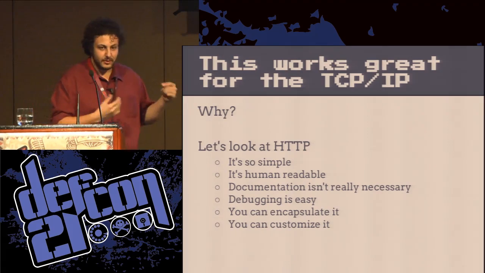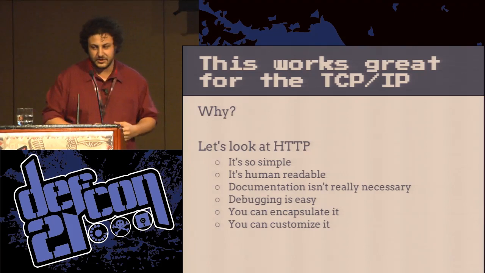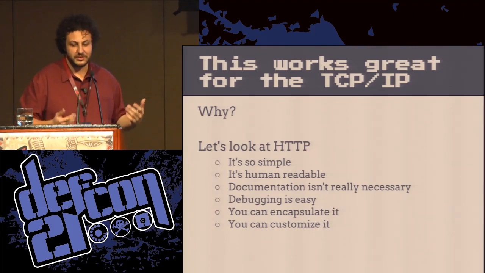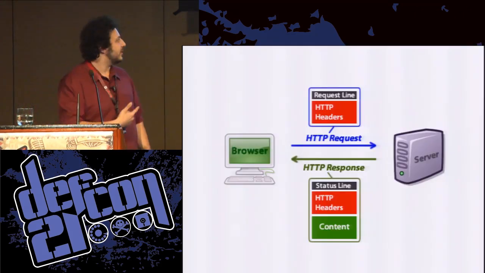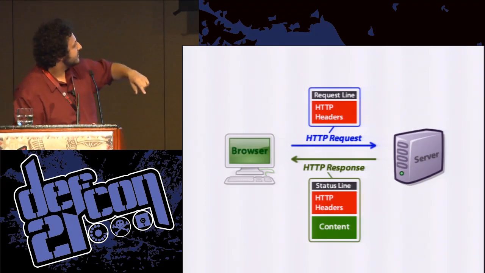You can encapsulate it, right? The stream and anything, and you can add custom stuff. So it's not really so picky with what inputs and outputs it does, right? It's very forgiving, right? So here's a diagram I didn't make. From a browser, you can send an HTTP request to a server, and you get a response.